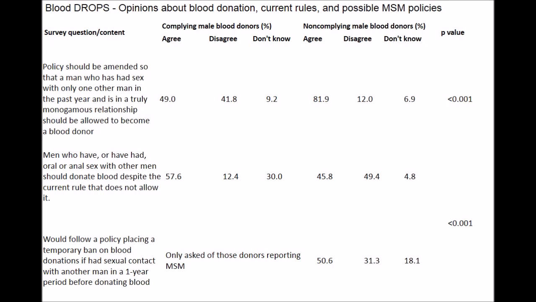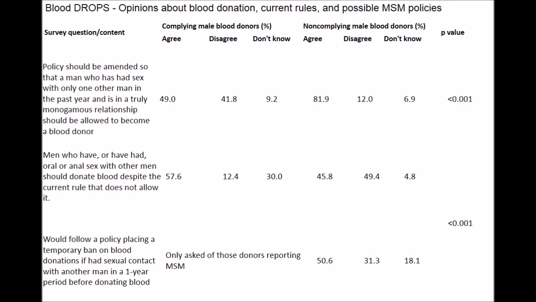But the point is, if you look at these questions, they're all interesting, and I don't want to belabor too much and abuse the time. But I would ask you to focus on this last question. This is blood drops. And as I said, these were questions to donors. And you can see that you've got complying and non-complying donors, as we said before. This question was only asked of those donors who reported MSM: would follow a policy placing a temporary ban on blood donations if had sexual contact with another man in a 1-year period before donating blood.